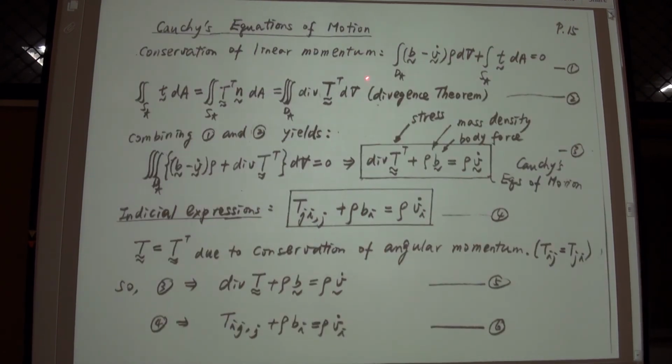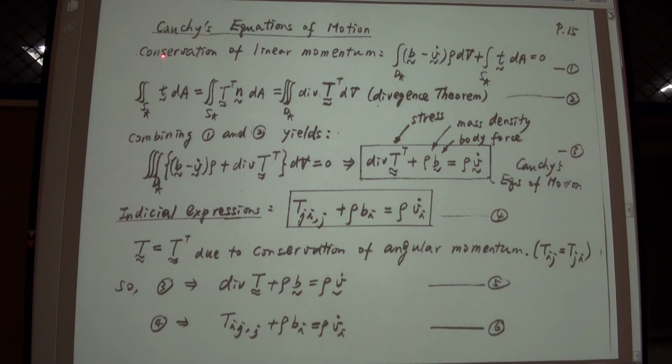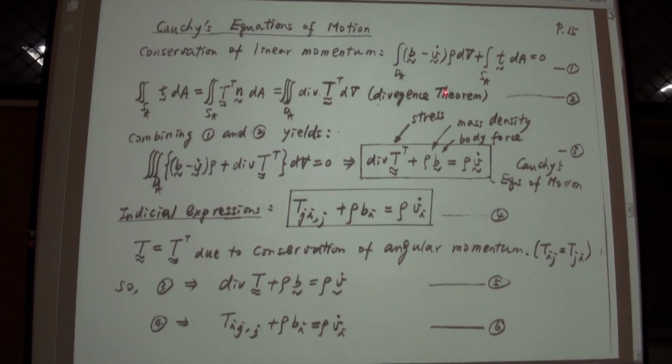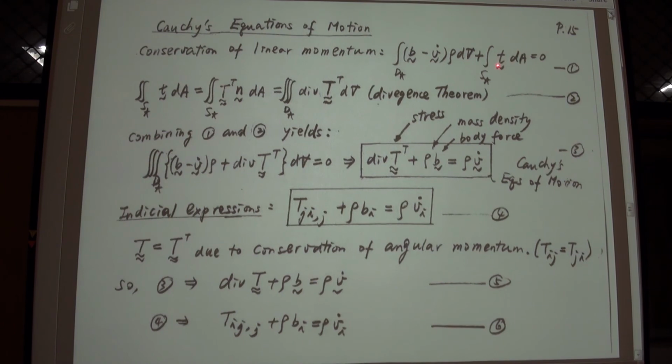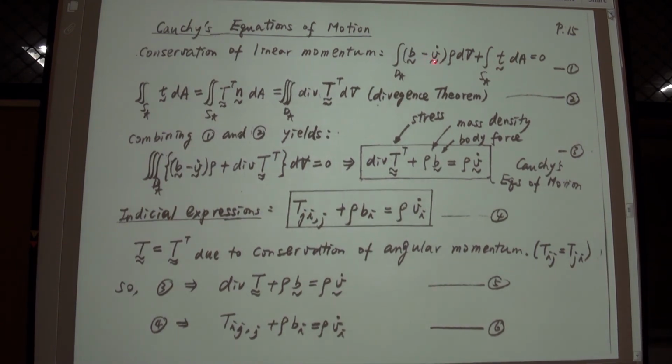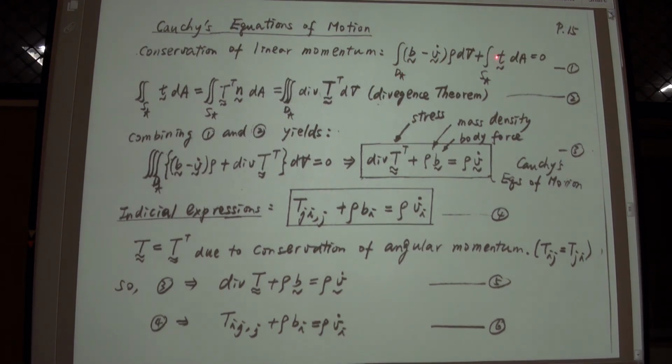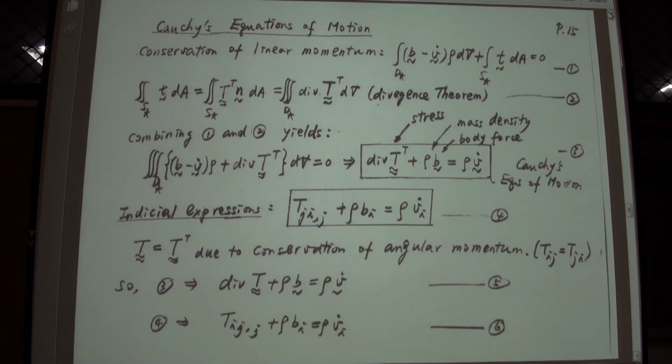Okay. Now we recall the conservation of linear momentum written in this way. This is the equation we introduced before. This is the body force. This is the acceleration, and this is the traction. These two terms are integrated over the body, and this traction is applied on the surface of the body.